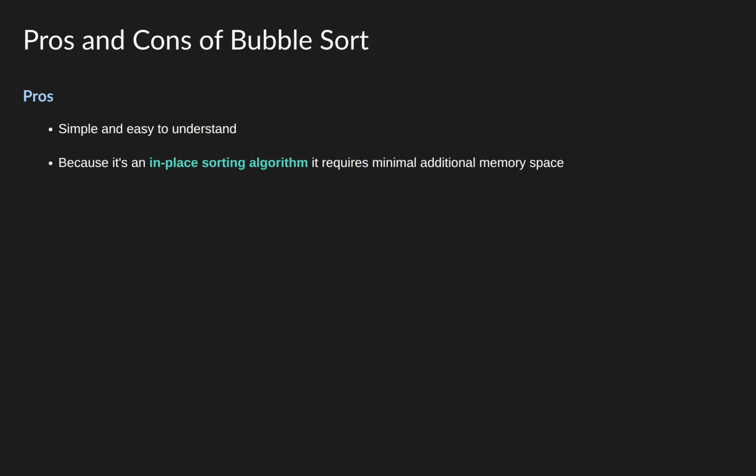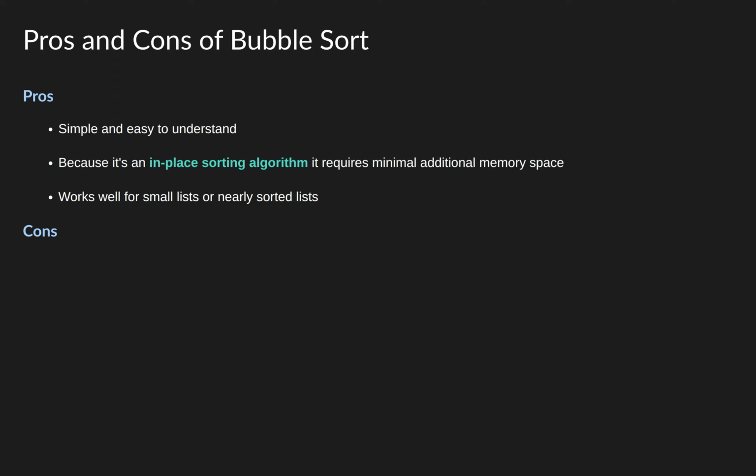Next, because it's an in-place sorting algorithm, it requires very little extra memory. All the sorting happens right inside the original list, so there's no need to create a bunch of new arrays or use up a lot of extra space. It also works well for small lists or lists that are already nearly sorted. If you're dealing with just a few items, or the items are almost in order, this algorithm can get the job done quickly and efficiently.